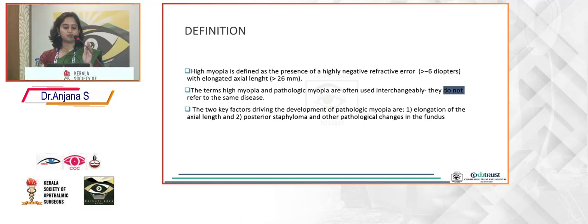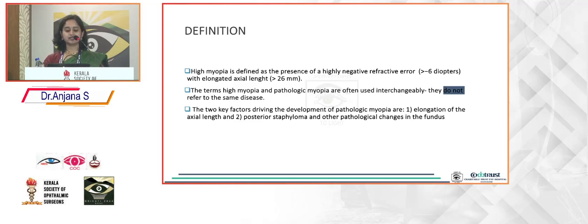First of all, we'll go to the definition. In this session, we are mainly dealing with high myopia. High myopia is defined as the presence of a highly negative refractive error in the range of -6 diopters and more, with an elongated axial length of more than 26 millimeters. The terms high myopia and pathological myopia are often used interchangeably, but these two are not the same.